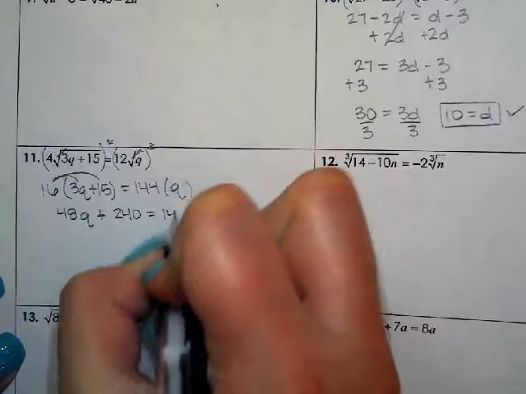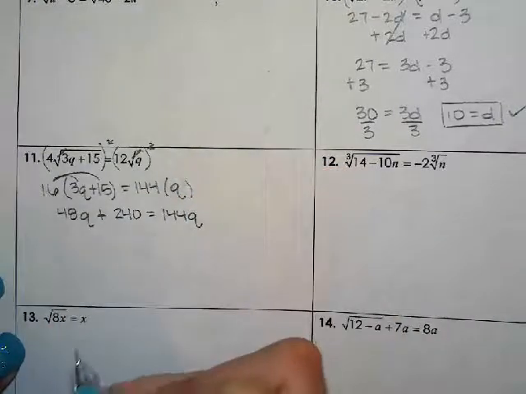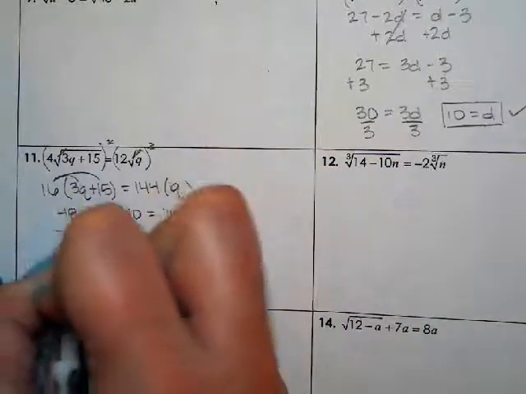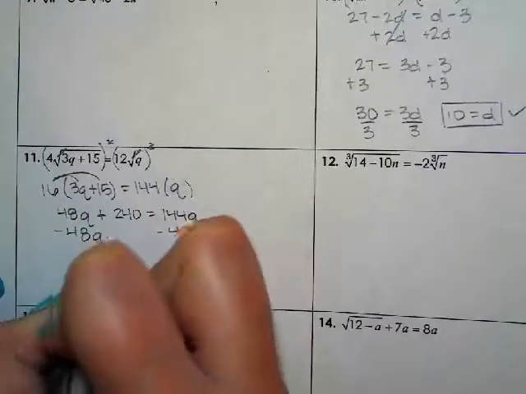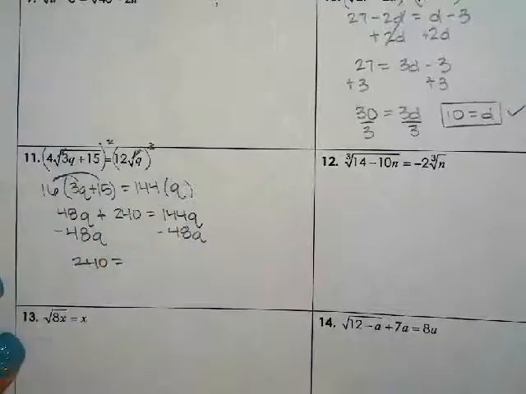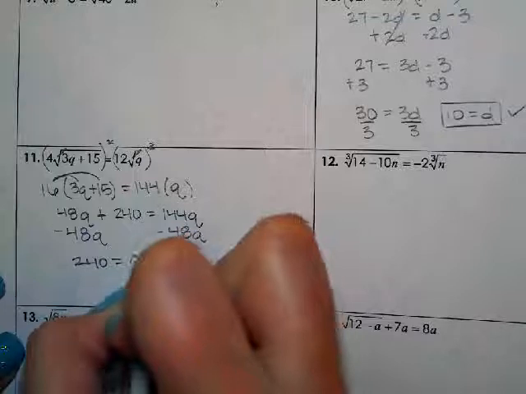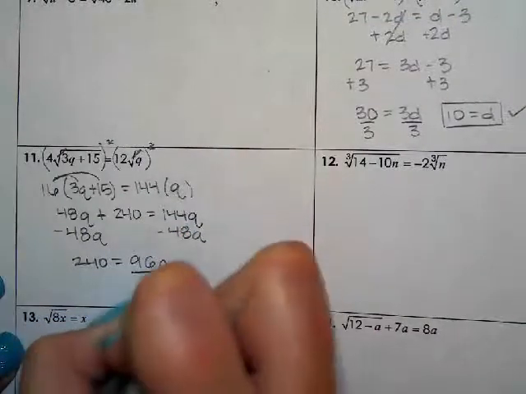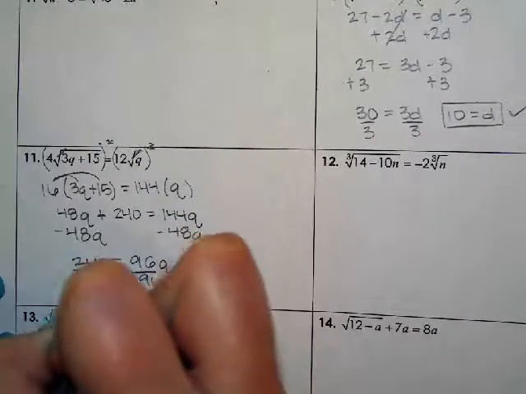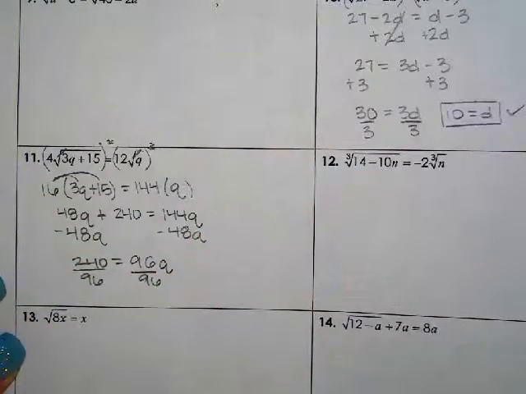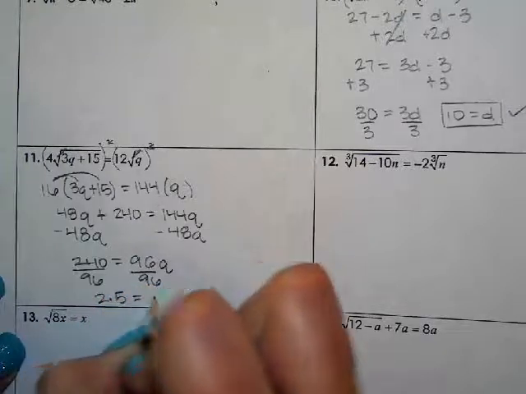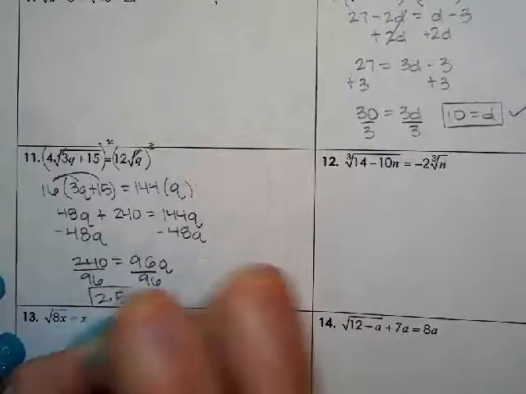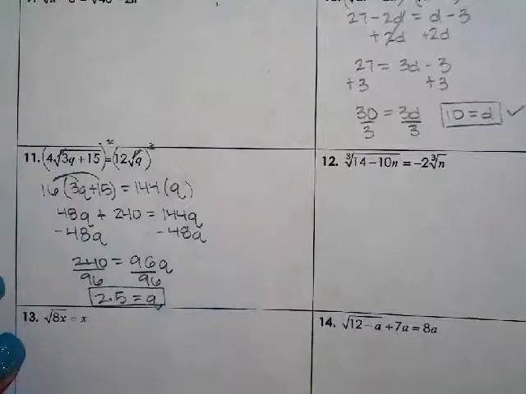minus 48q. So we've got 96q. And so q equals 2.5. And now we just need to check and see if that solution is extraneous or not.